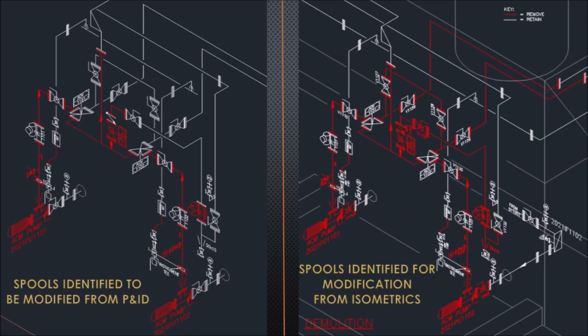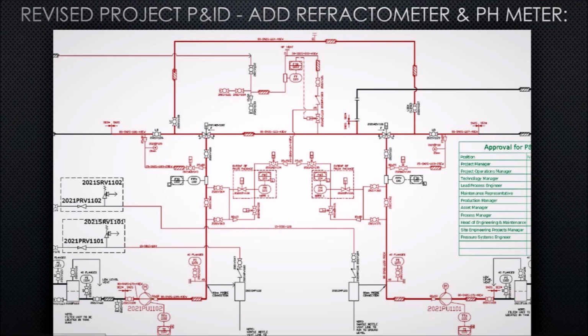Here's the comparison. The layout on the left shows the work required in red, and this would have been quoted for if just from the P&ID, whereas the layout on the right shows the amount of work actually required, and this reality would not have been identified until after contract agreement, resulting in delays and variation costs to complete the work. Finally, here's the revised P&ID once the physical reality was identified.